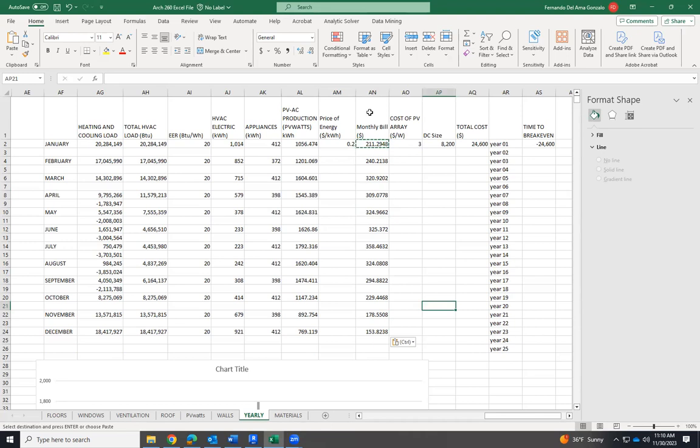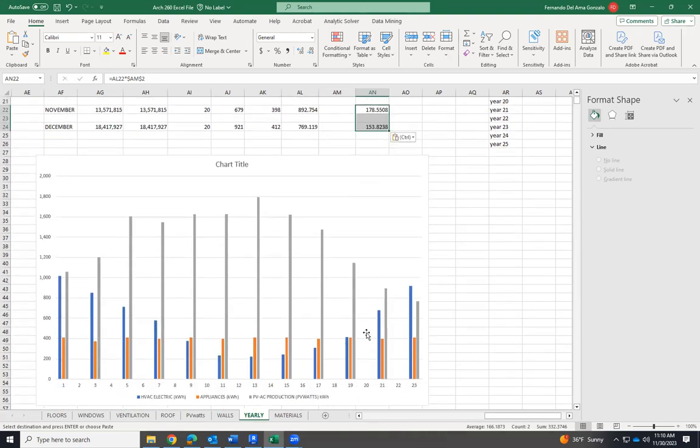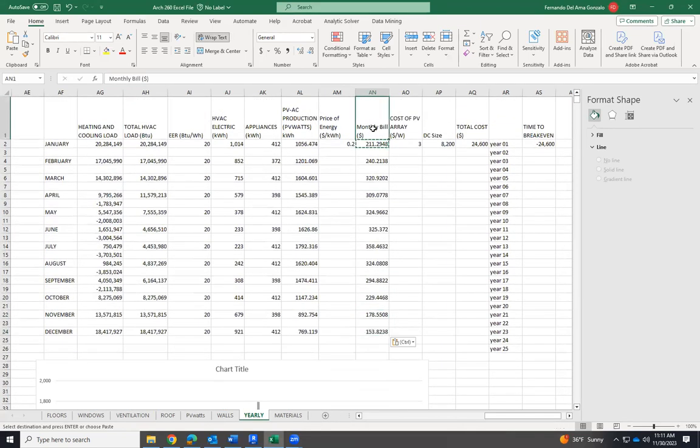So that's the monthly consumption of my building. In summer, we have around $300. In winter, we have around 200. It depends. Okay, so that reflects, no, sorry, this is not the monthly bill. This is the monthly revenue. We can calculate the monthly bill too because we have the production. Yeah, so that makes sense.